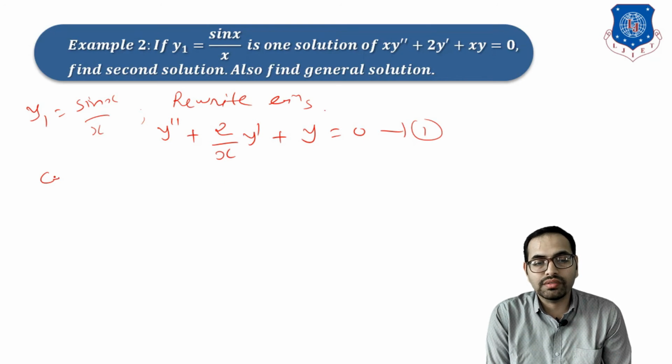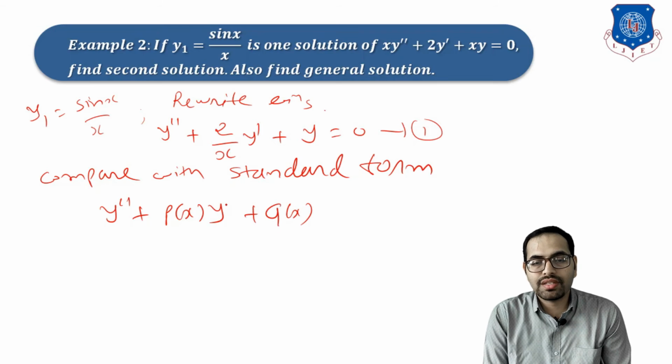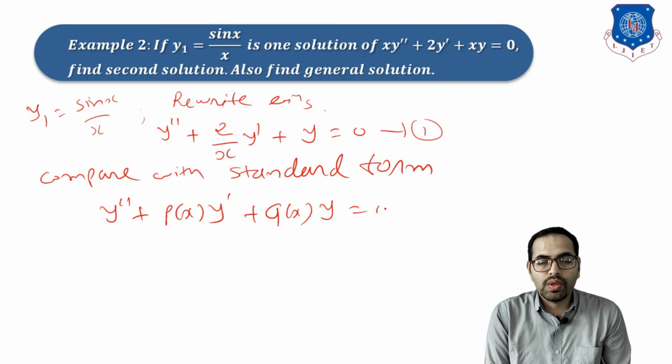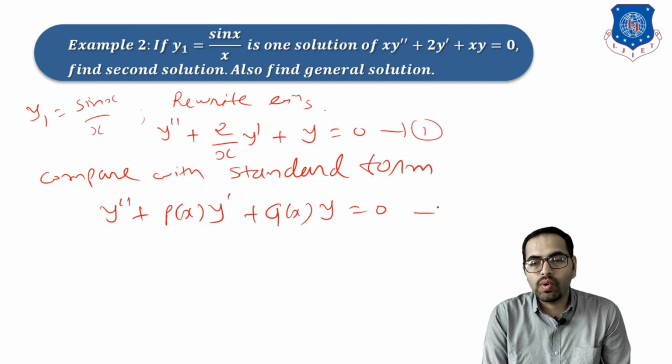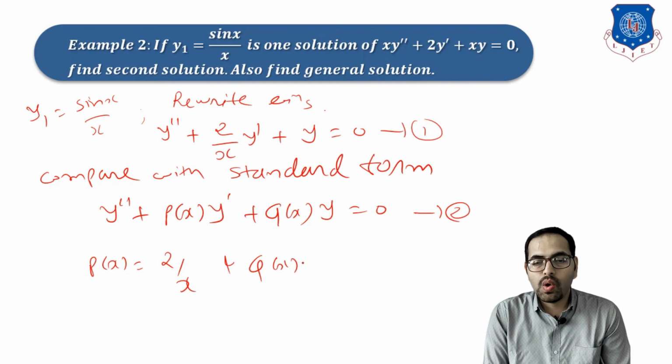Compare with the standard form, which is y double dash plus p of x y dash plus q of x y equal to 0. Now comparing equation 1 and 2, we get the value of p of x, which is 2 by x, and the value of q of x, which is 1. Here we require the value of p of x.